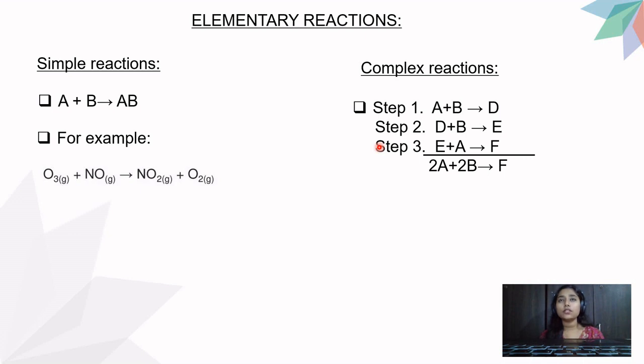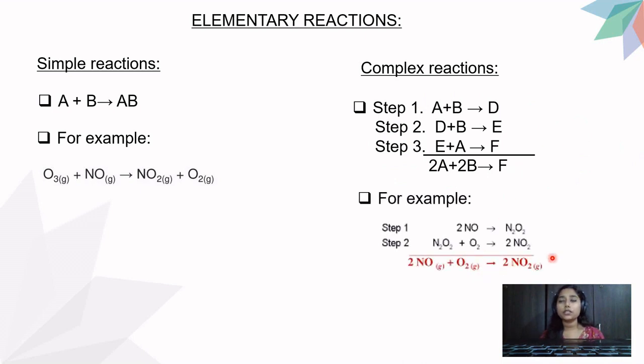complex reactions are those reactions which take place when the sum of the reactant molecules is more than 3, and they take place in a series of steps, and these are your steps. For this also, I'll give you an example, which is again a chemical equation. This chemical equation has taken place in 2 steps, and this is your overall reaction.